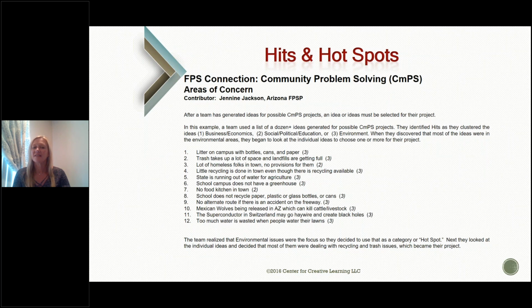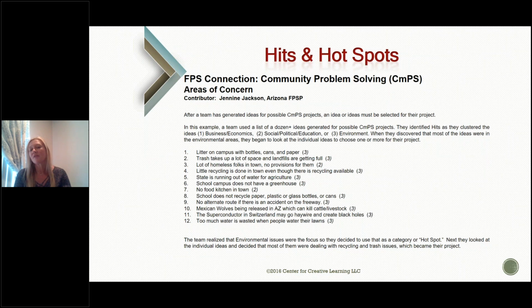So any of the ideas that were about business and commerce, we would put a 1 after the idea. We don't have any of those ideas. Any of the ideas that were social or political or education ideas, helping others, we're going to put a 2 behind that idea. And you'll see that there's a homeless idea, a food kitchen idea, and it seems to be there's only 2 ideas in regards to social, political, or education.